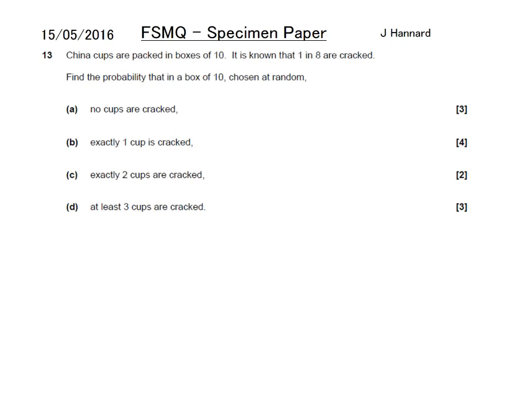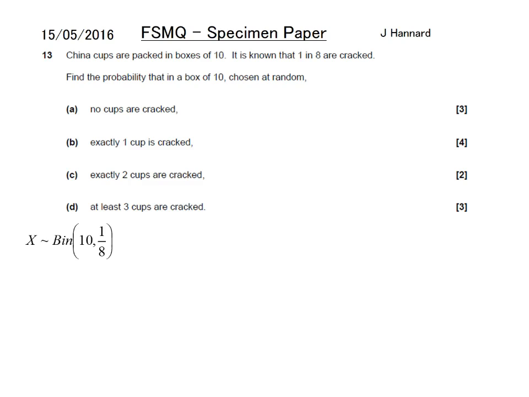Question 13 then, the easiest binomial distribution question ever on OCR FSMQ. It's a lovely, lovely question. China cups are packed in boxes of 10. It's known that 1 in 8 are cracked. Find the probability that in a box of 10 chosen at random, no cups are cracked.